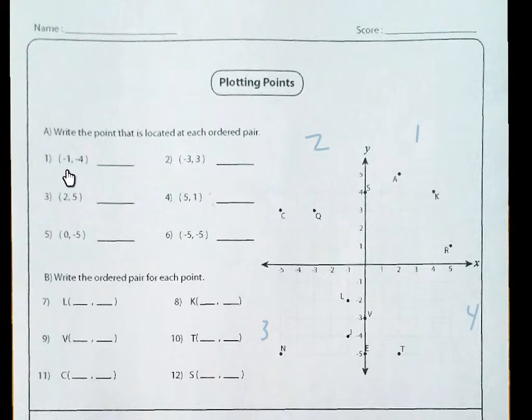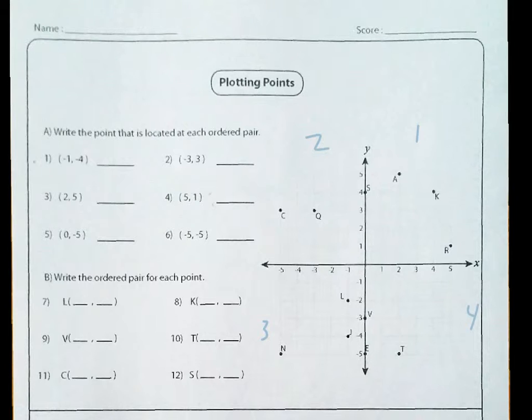Okay, so even though the numbers are negative, don't forget the rule. The first digit is always somewhere on the x-axis, and the second number is somewhere on the y-axis. The only difference is now you've got positive numbers and you've got negative numbers. Okay, so here's how we do it.